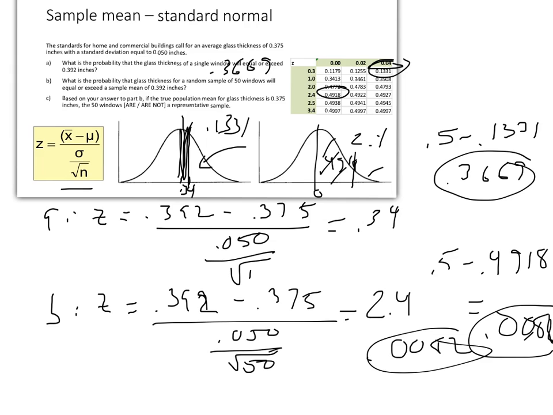Okay, so part C brings us all together. Based on our answer to part B, if the true population mean thickness of glass is 0.375 inches, the 50 windows are or are not a representative sample. In this case, we would say they are not a representative sample because there's such a low likelihood of that result. If that truly were your result of 50, you would expect some sort of process issue going on there. But in this case, we would say if truly that is the case, if all the specs are right and our equipment is operating properly, this sample of 50 would not be representative of our typical output.